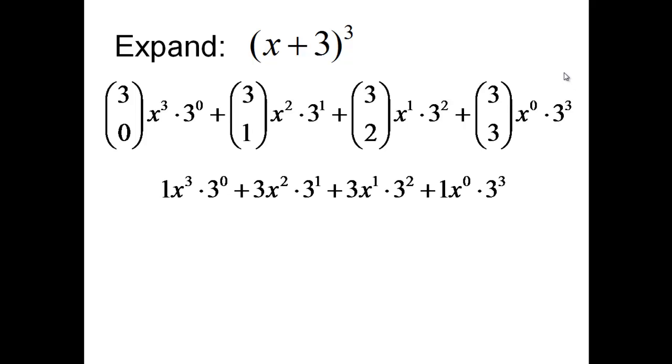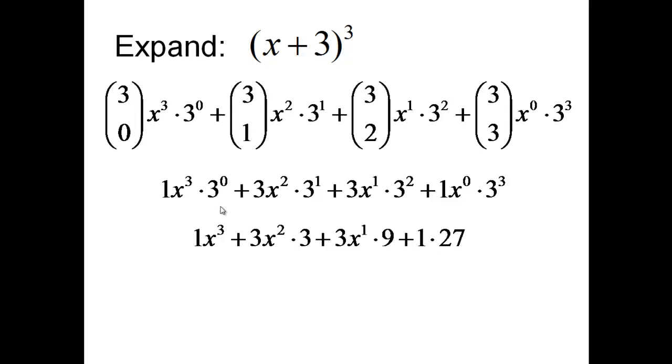So plugging in the values we have, 3 choose 0 is 1, x to the third is x to the third, 3 to the 0 obviously is going to be 1. 3 choose 1 is going to be 3, x squared is going to be x squared, 3 to the first, can't do anything with that. And of course we can go ahead and multiply out, and we end up with our first term being 1x cubed plus 3x squared times 3 plus 3x to the first times 9 plus 1 times 27.